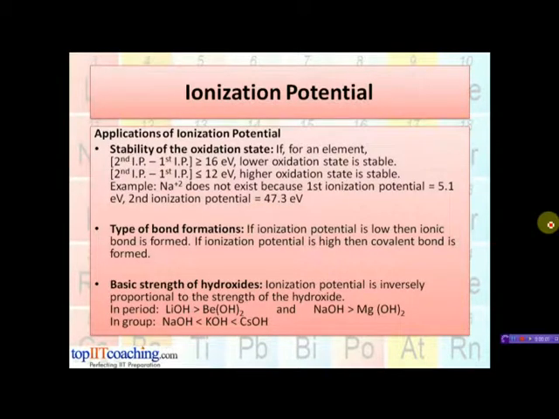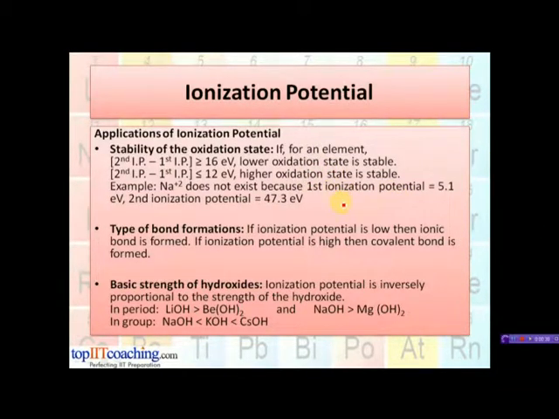Another application of ionization potential is the stability of the oxidation state. If for an element, the difference between the second ionization potential and the first ionization potential is greater than or equal to 16 electron volts, the lower oxidation state is going to be stable. But if the difference is less than or equal to 12 electron volts, the higher oxidation state is stable.